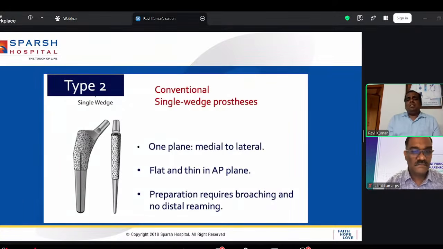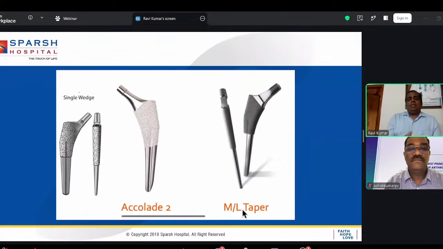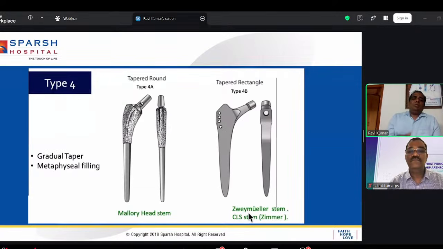Type 2 is single wedge. It's a conventional single wedge, only from medial to lateral. There are 2 planes, medial to lateral and anteroposterior. In single wedge, the wedging in the metaphysis is from medial to lateral. Anteroposterior it is flat. So its preparation requires just broaching and no distal reaming. An example is the Accolade 2 stem, from Stryker. When you go to type 4, it is tapered.